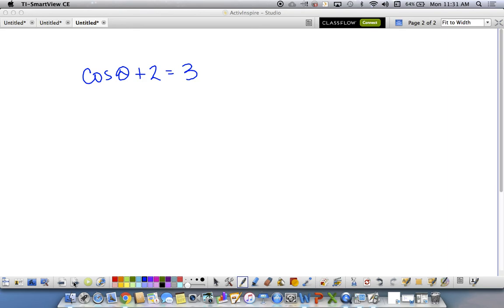What's our first step? We're solving. Okay, what if I even give you 0 to 2 pi? Can you do that? Yes. We're going to subtract 2 from both sides, right? So we have cosine theta equals 1.